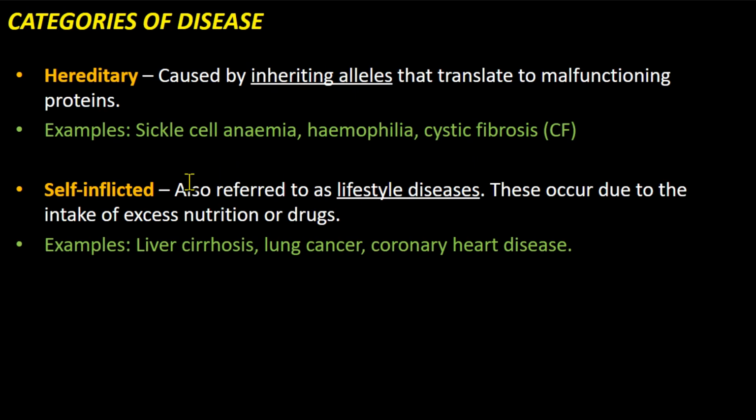Self-inflicted diseases, also referred to as lifestyle diseases because typically they occur due to a bad habit. So these occur due to the intake of excess nutrition or drugs. So liver cirrhosis or liver scarring could be due to overconsumption of alcohol. Lung cancer could be due to a bad smoking habit or working in an environment with a lot of smoke. And coronary heart disease due to the overconsumption of lipids and cholesterols.